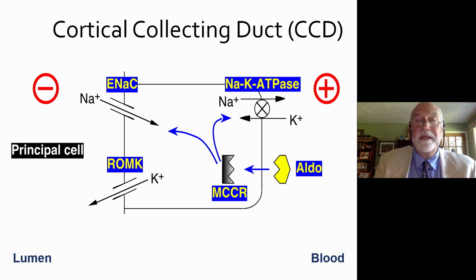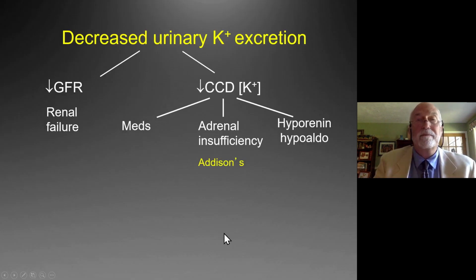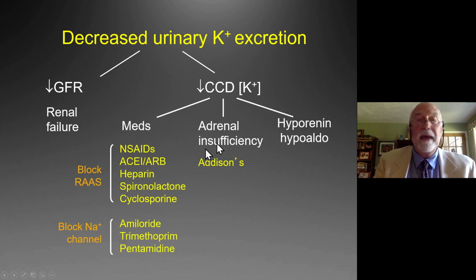And the reason I show this is that we have a lot of drugs that affect these different pathways. So again, decreased renal mass, adrenal insufficiency, of course, or hyporeninemic hypoaldosteronism. And then the meds that can affect various aspects of that slide that I just showed you include nonsteroidals, ACE inhibitors, heparin, spironolactone, cyclosporin, and then a variety of drugs that directly interfere with that epithelial apical sodium channel.